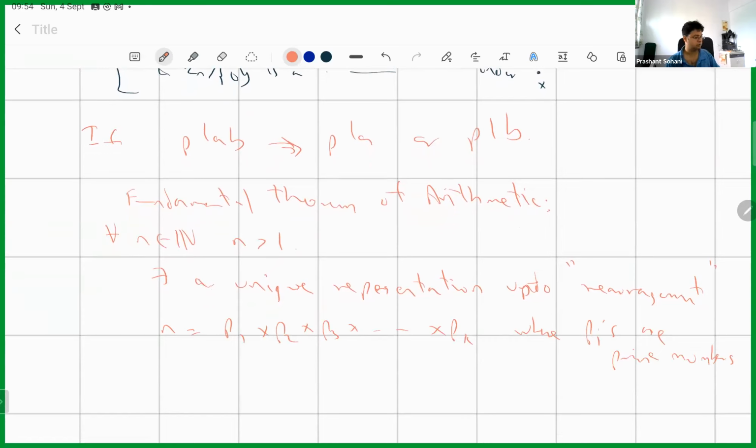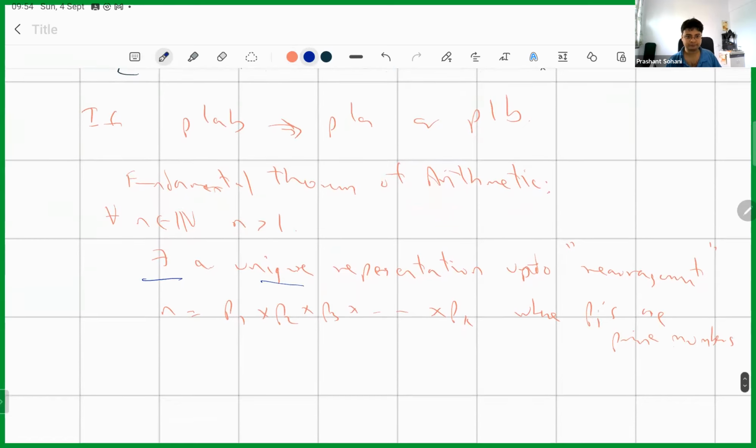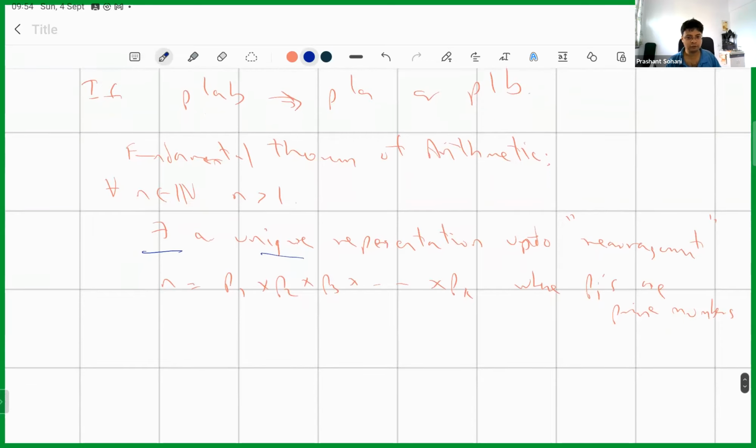As usual, if you remember what we did for the division algorithm, there are two parts. First you have to show that there exists a representation, and secondly that it is a unique representation. Intuitively everybody knows this property, but for the sake of completeness, it would be good for you to try and see how to prove this formally.